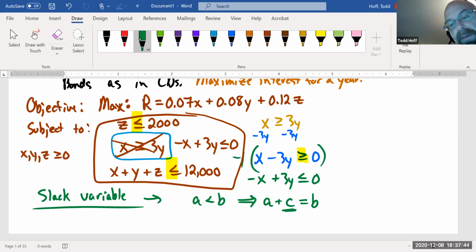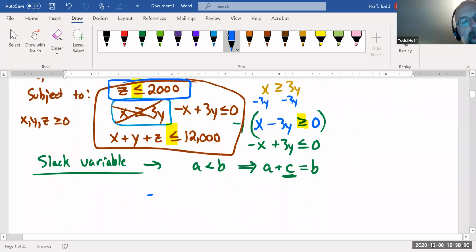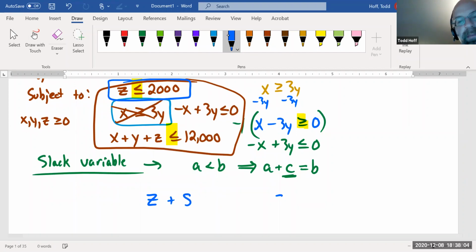It's the difference between the two quantities, and if I add it to the one that's supposed to be smaller, then the two become equal. So it changes all of these inequalities into equations. So the first one here, Z is less than or equal to 2,000. I'm going to write that as Z plus, my first slack variable is going to be S, equals 2,000.